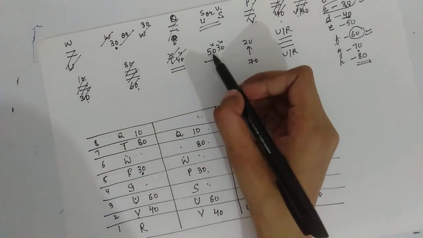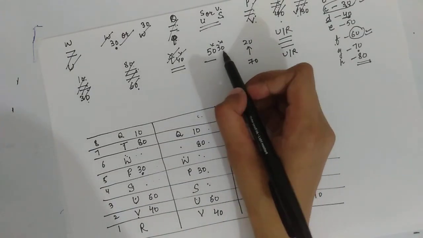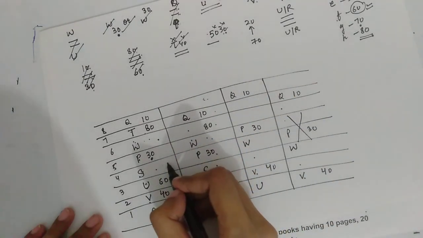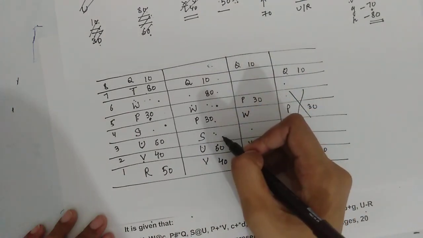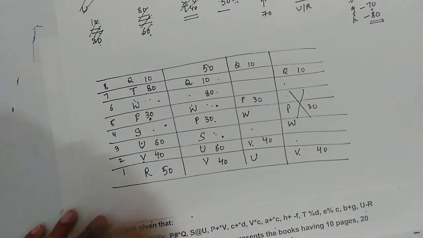Now see the next one. The book that contains 50 pages and 30 pages, they both are not next to each other. So 50 will not come here, 50 will not come here. Here it will be 50. 50 will not come here, 50 will not. So here it will be the book that will consist of 50 pages.